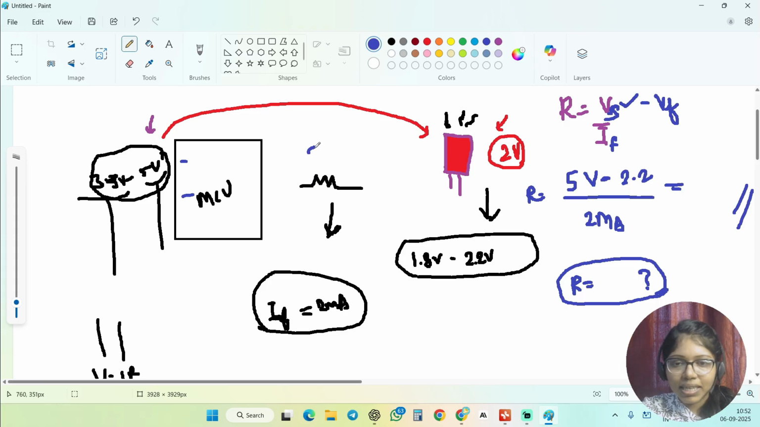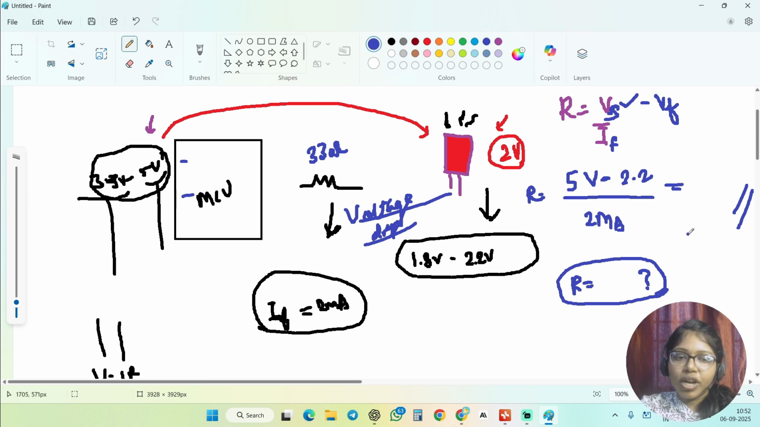For example, I just get 330 ohm. So you simply apply this, and that much amount of voltage will be dropped here. That is the easy way to understand this concept.